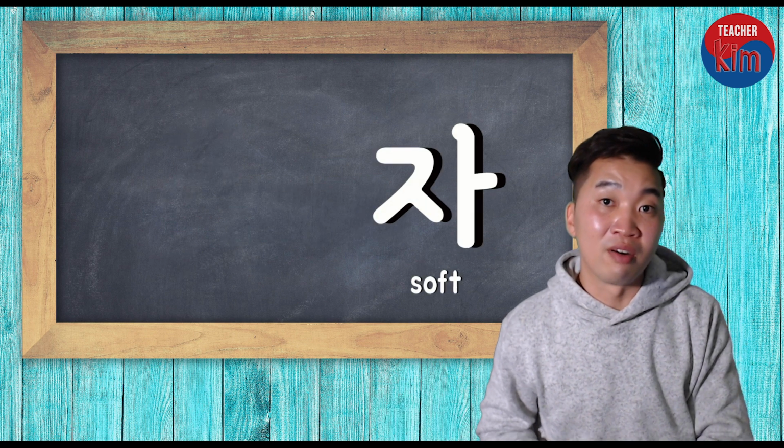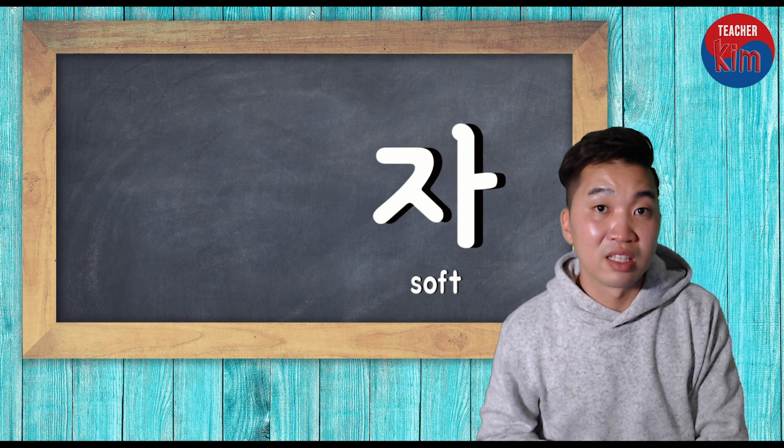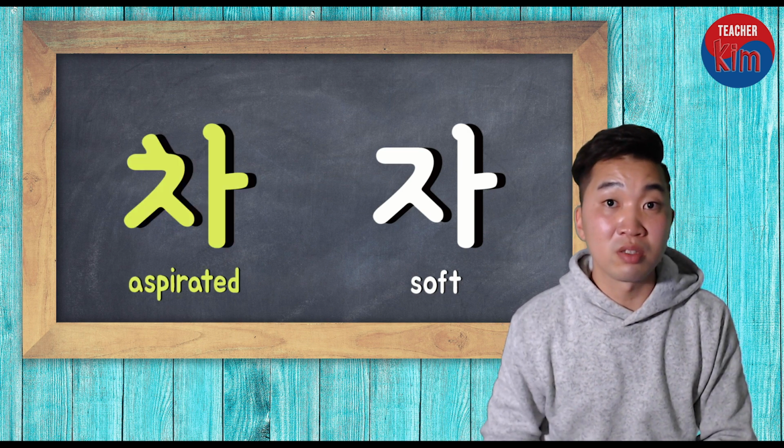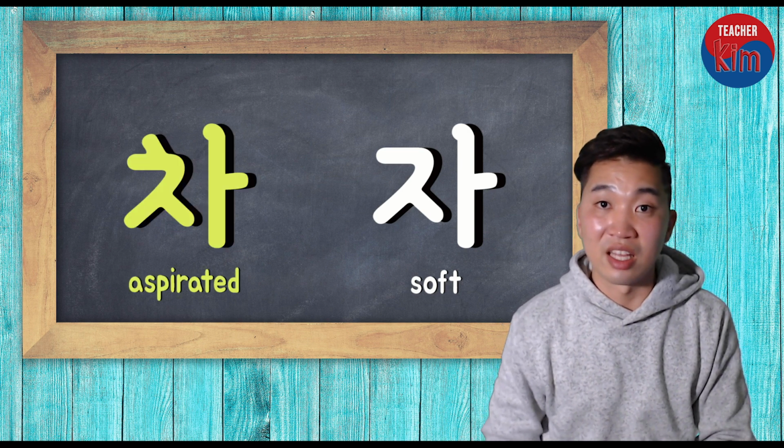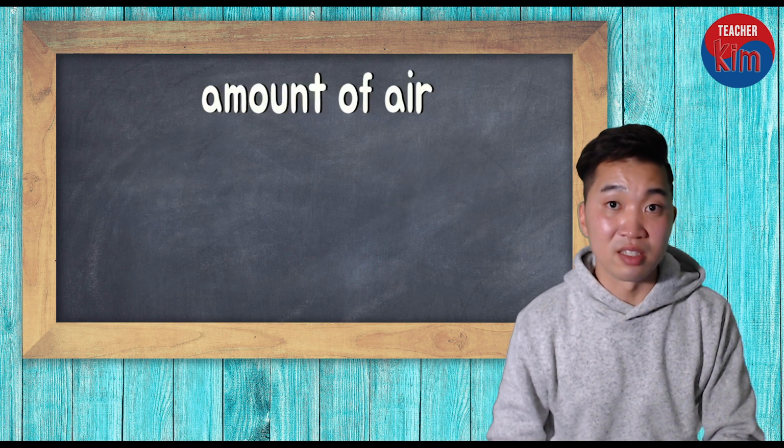So if I put vowel A to soft consonant, that is 자, and if I put it to aspirated consonant CH, that is 차. In the same way, listen.